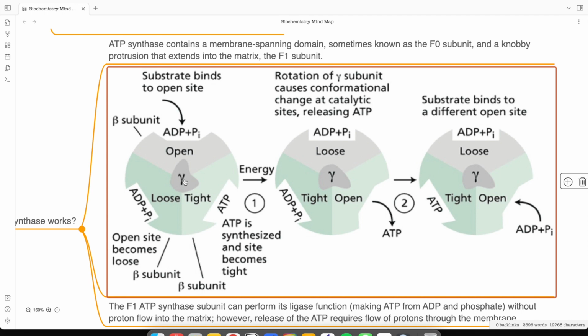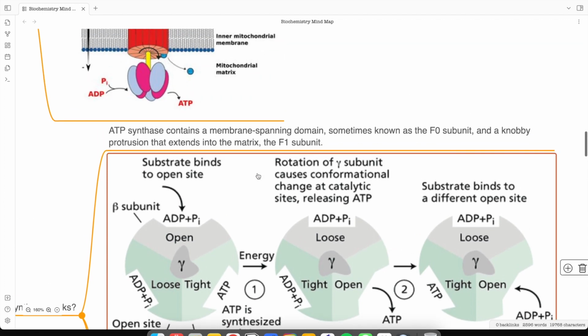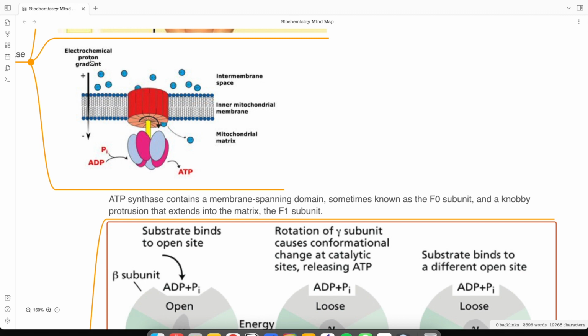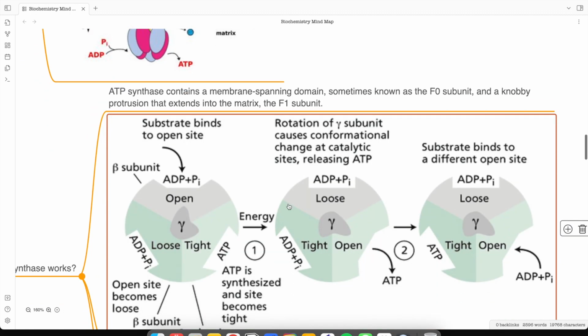This is the gamma, this is the stalk, and it can rotate. This rotation of gamma will change the structural configuration of the beta subunits. Let's say there is some energy, and that energy is being provided by the electrochemical proton gradient. This is the energy source. From this electrochemical proton gradient, the energy comes, and rotation of the gamma subunit causes conformational changes at the catalytic sites, which release the ATP.